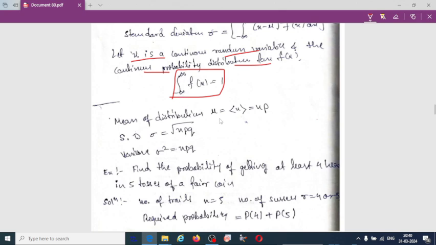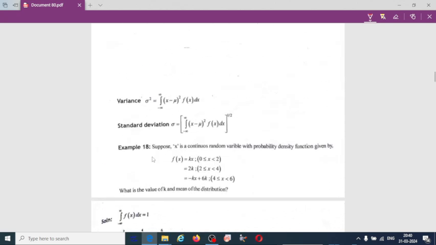So here in this case mean is given by n into p, and N is what? Number of events, p is probability, variance is n into p into q, and sigma standard deviation is root of npq. So let us take one example here for continuous distribution. So these are the variance and standard deviation formulas for this probability distribution. Here we have to take the integral.